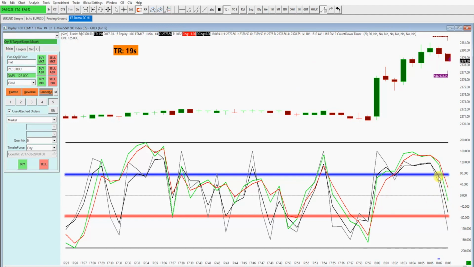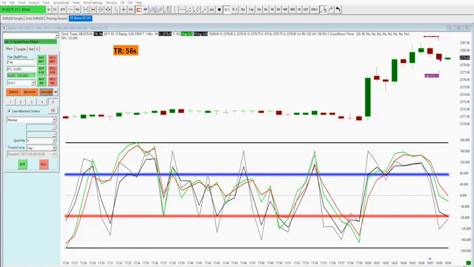Now our next setup, what we're hoping for is for these lines to then extend oversold and then do the same thing and cross back up. Like they did for us on top, just reverse, right? So we want them to actually be oversold and pointed up, or overbought and pointed down.